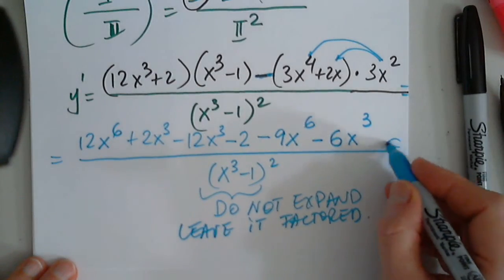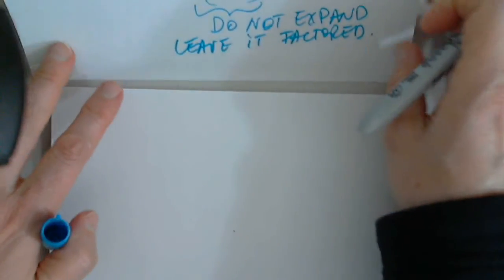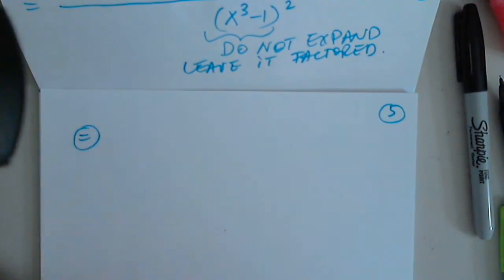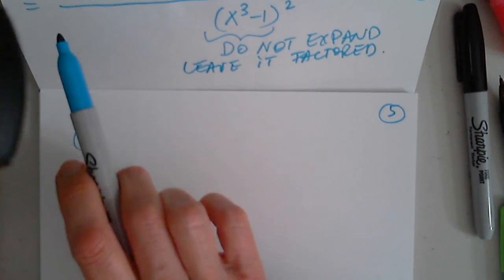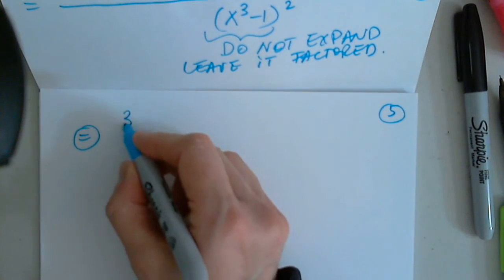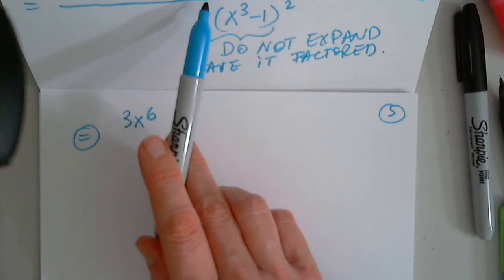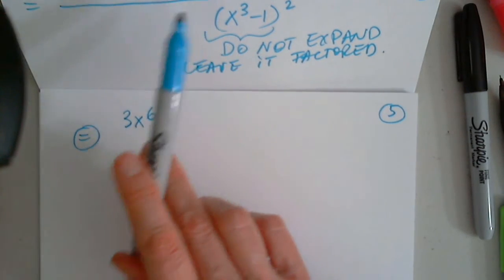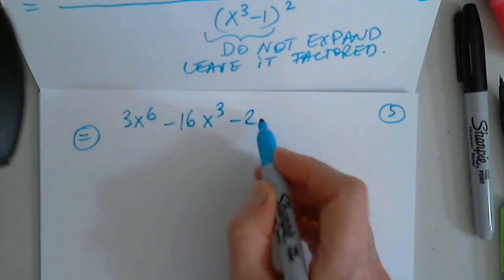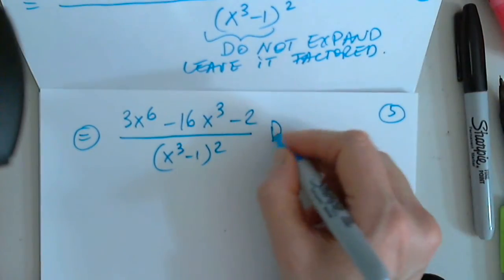So we can simplify a little bit. I will circle this because I don't have room on this page anymore, so you know where to find it. This is my page 5. Here's my circle. So I have 12x to the 6th minus 9x to the 6th, so that is 3x to the 6th. Then I have 2x cubed with negative 10x cubed, so that's negative 8, and minus 6, minus 16x to the third, and minus 2, and this is all I can do here. And this is done.